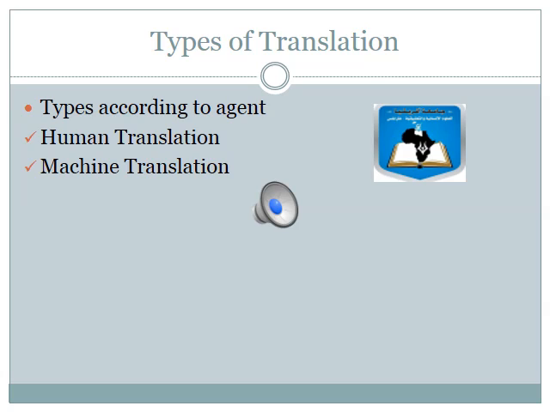So now we start with the types according to agent. What is it and what does it include? According to the agent performing the translation task, we speak of human translation and machine translation, abbreviated as MT. Let's get to know what a human translation is. As we do translation, we're human, so that's the type of human translation.